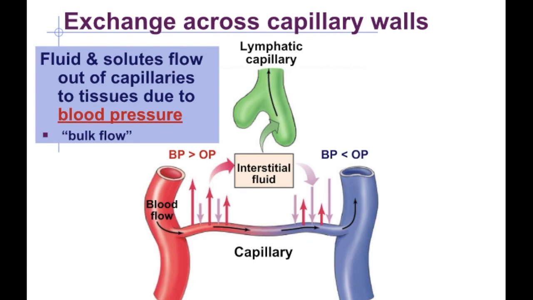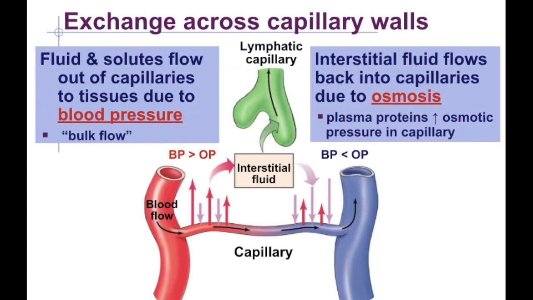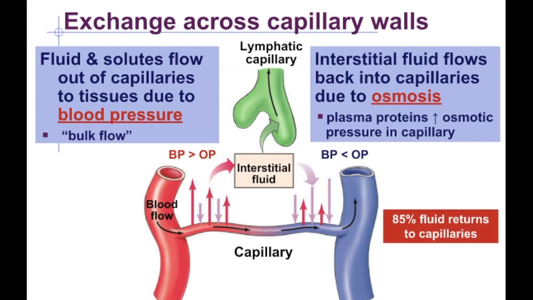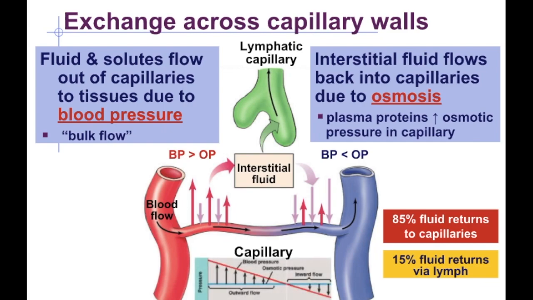So fluid and solutes that flow out of capillaries to the tissues just due to blood pressure we call bulk flow. But you also have the fluid from the tissues that is going to be drawn back into the blood vessels simply by osmosis, because the high concentration of the plasma proteins found within the blood vessel exerts an osmotic pressure in the capillary. So most of the fluid returns to the capillaries, 85%, but 15% remains behind, and that gets picked up by lymphatic vessels.